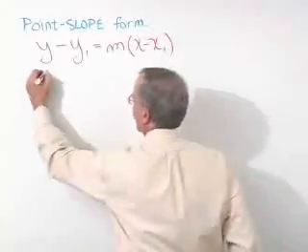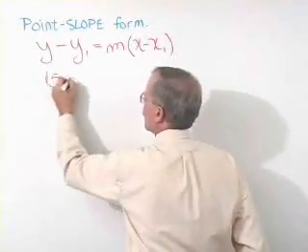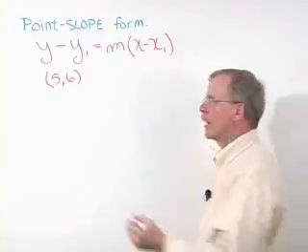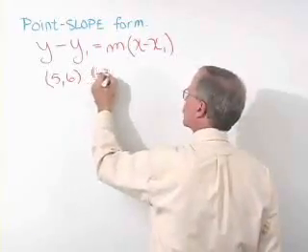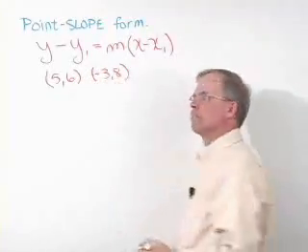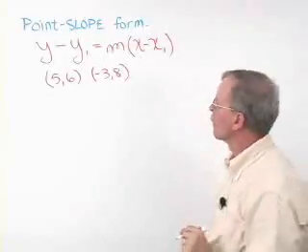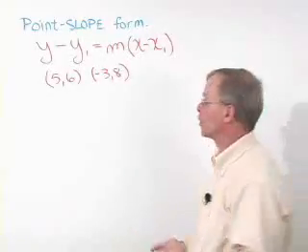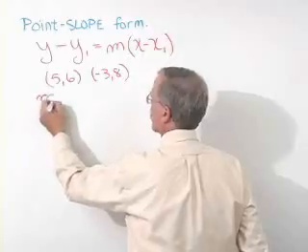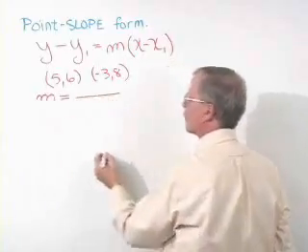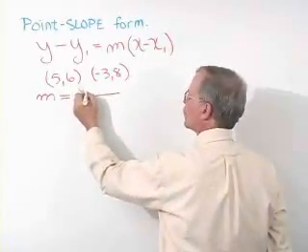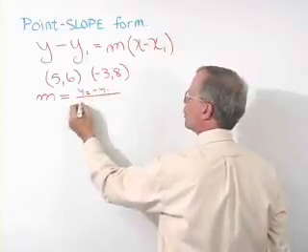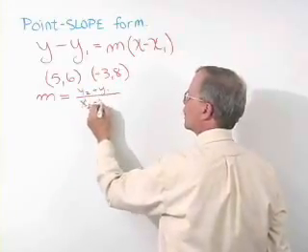If I know that I have just 2 points, (5, 6) and (-3, 8), 2 points, that's all I need. First I'm going to calculate the slope. M equals (y2 minus y1) over (x2 minus x1).